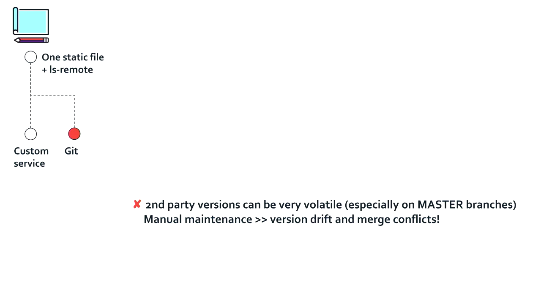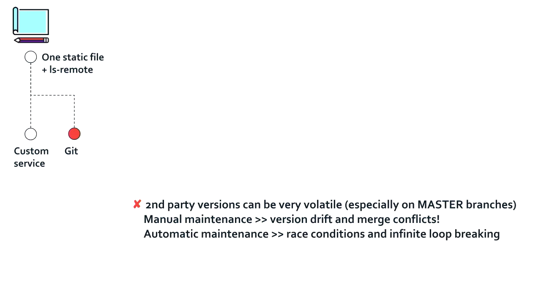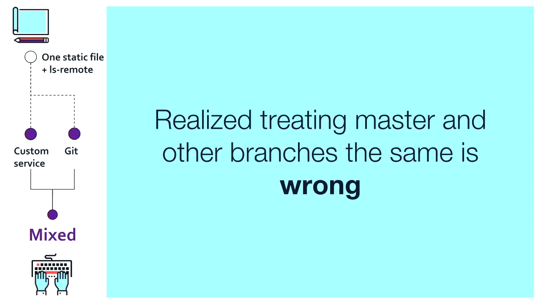Because let's say George and I go from the same commit. Now, we both change the same file, the same master versions. When I go to commit after him, I have a merge conflict. So that's not really a viable option. But then you can say, you know what, let's automatically maintain it. But then we go back to the same original problem of race conditions and infinite loop breaking. So at this point, we realized that treating master and other branches the same is just wrong, and we need to somehow mix both solutions.